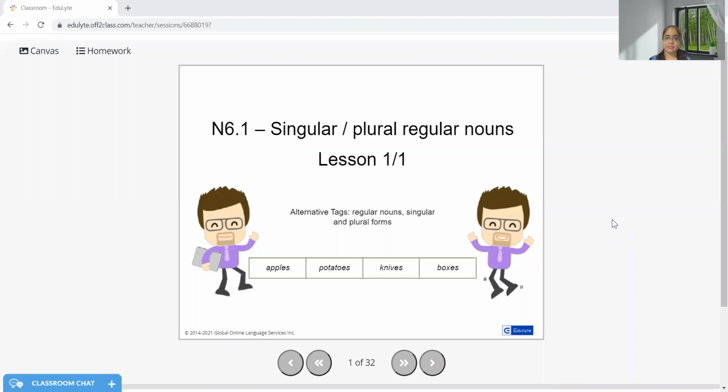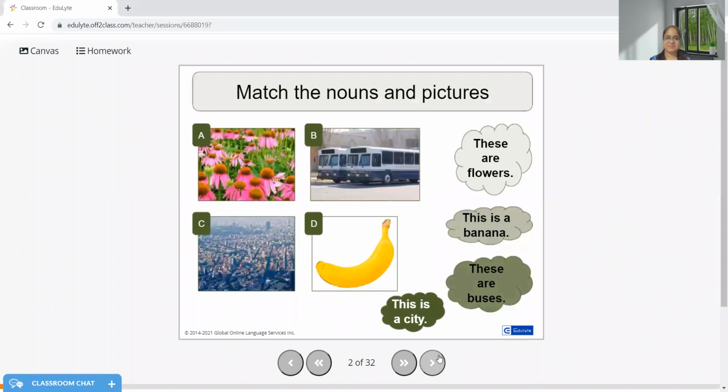Hello everyone, my name is Rishti and we'll be talking about singular and plural regular nouns, and we also need to be careful about the articles that we are using with them. So let's quickly start with some of the examples.